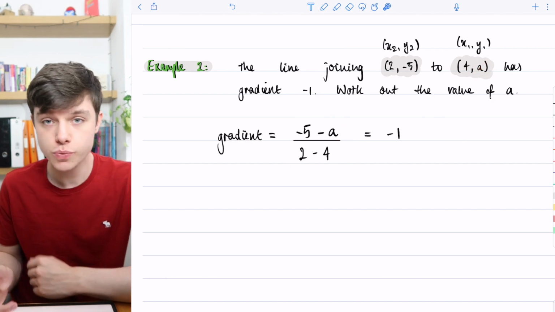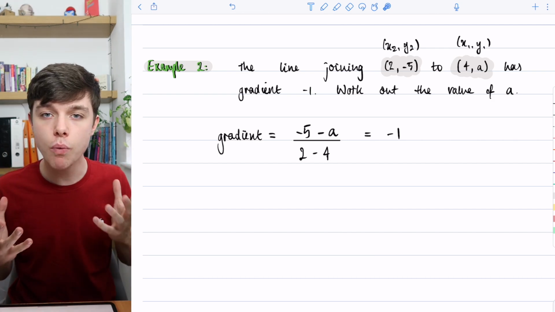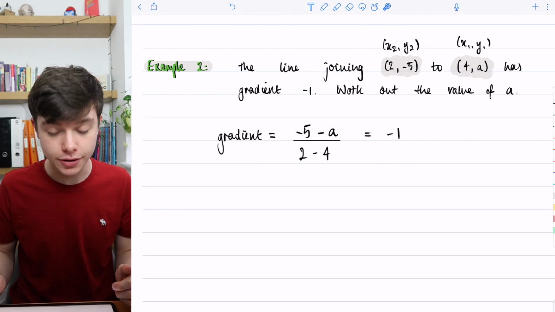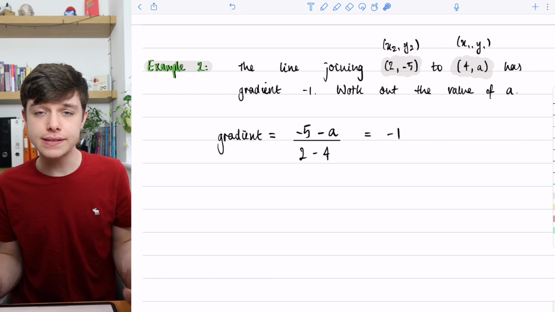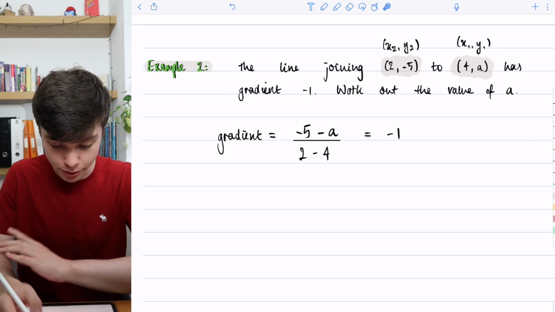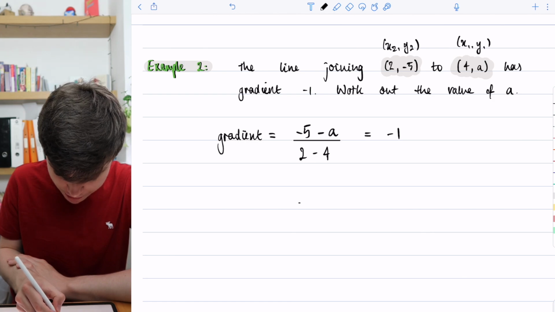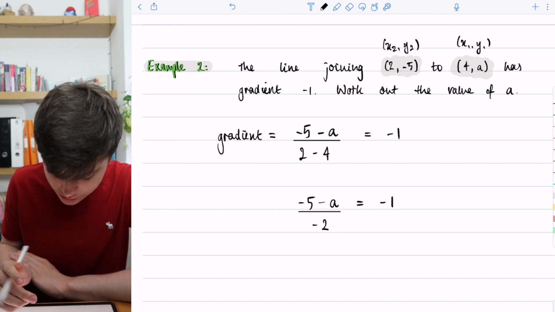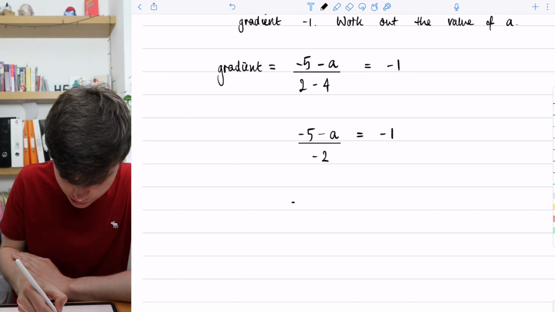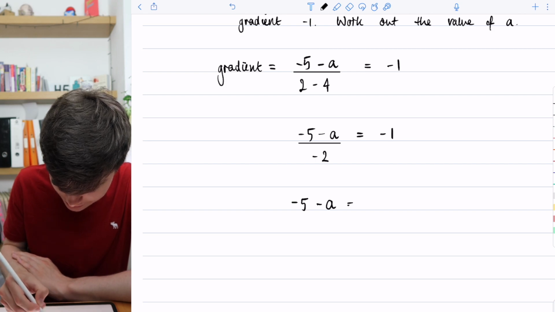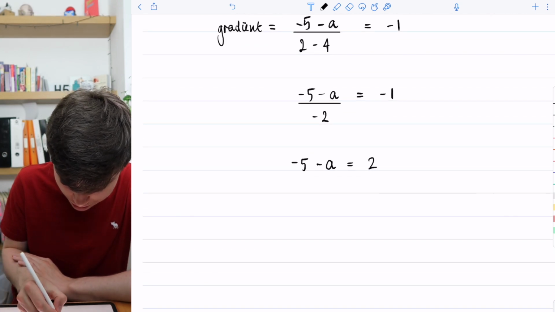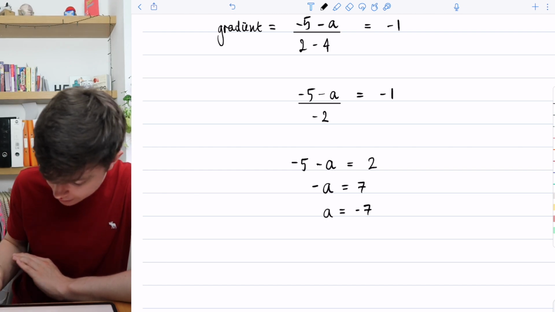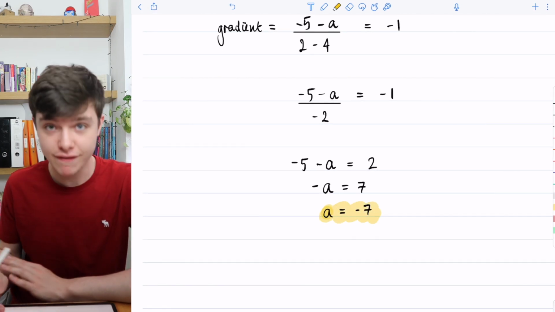So this is how we can work out the gradient. If we knew what a was, we could just work out the gradient and get a value, but we don't know what a is. But some value of a gives us a gradient of minus 1, okay? So what we now really need to do is simplify and solve for a. It's that simple. So 2 minus 4 on the bottom will give me minus 2. So we'll have this equal to minus 1. Multiply up by the minus 2, so minus 5 minus a is equal to 2. And then we'll have minus a is equal to 7, so a is equal to minus 7. And then that is our value for a.